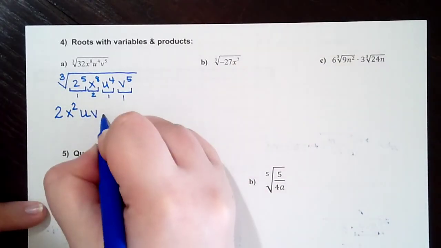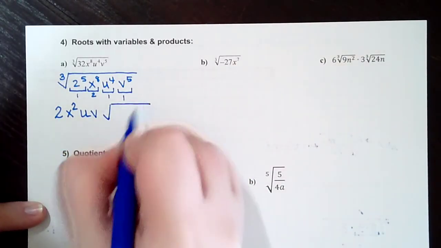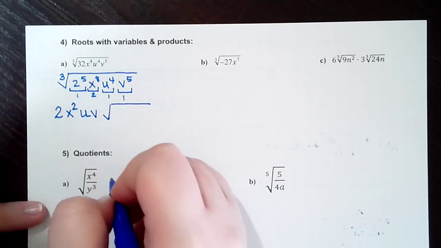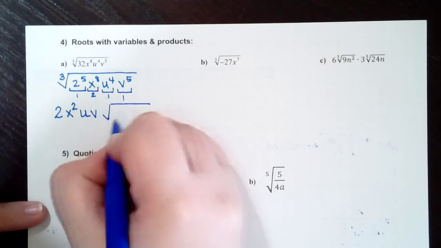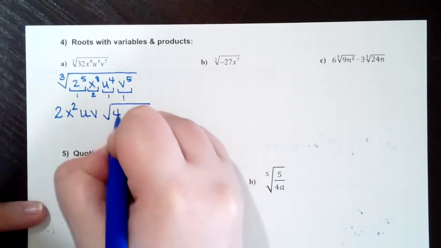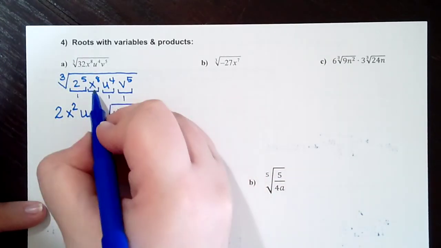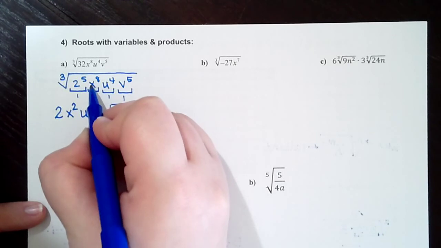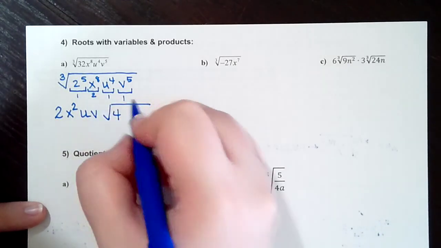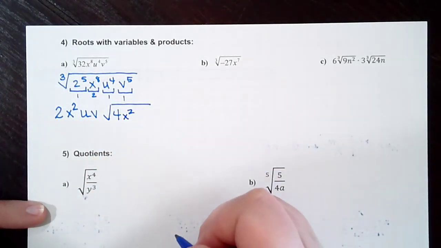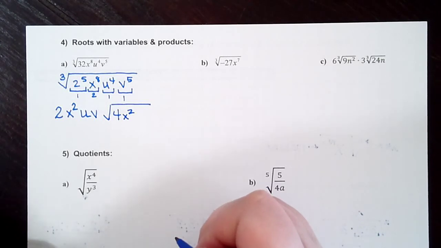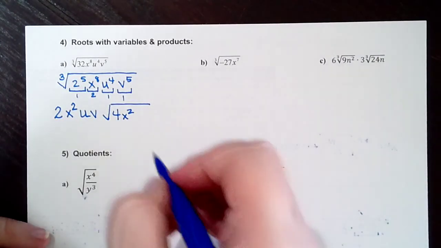What that leaves me with inside of my radical is whatever's left over. If I took out three 2's, that means I have 2 left over. 2 squared is 4. If I took out two sets of 3, I took out 6 x's total, so I'm left with 2 still in the radical. Essentially, 8 divided by 3 is 2 times nicely with a remainder of 2.